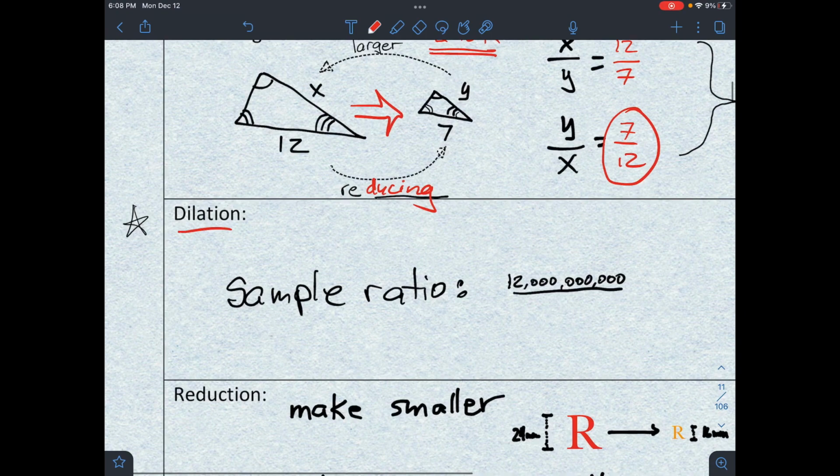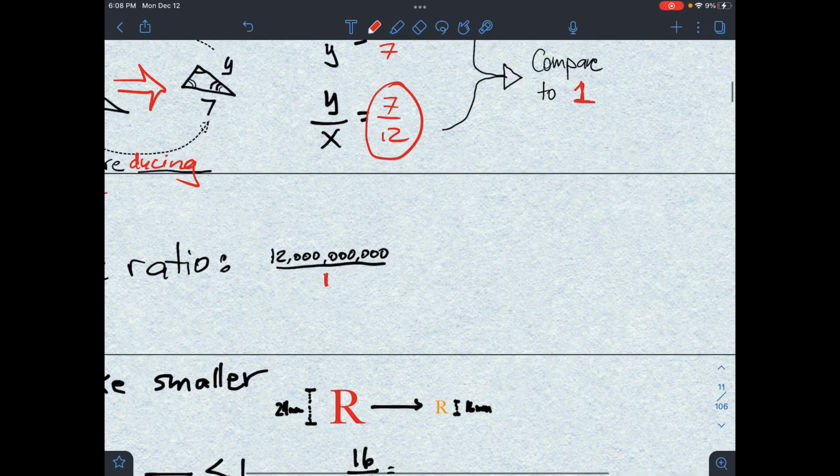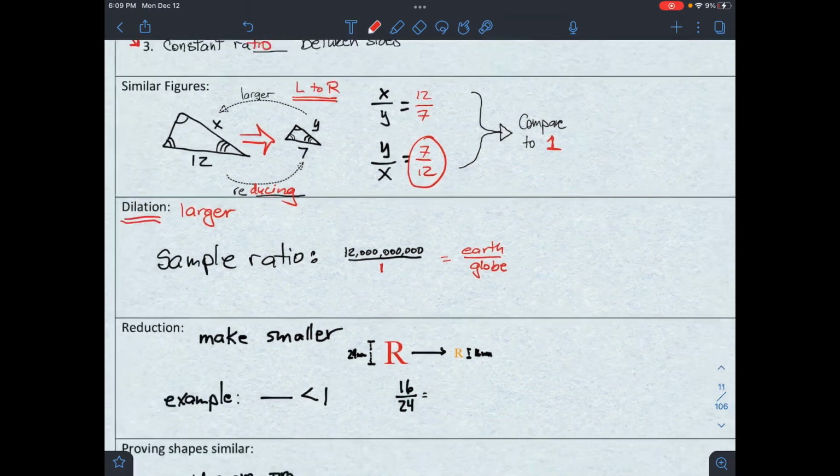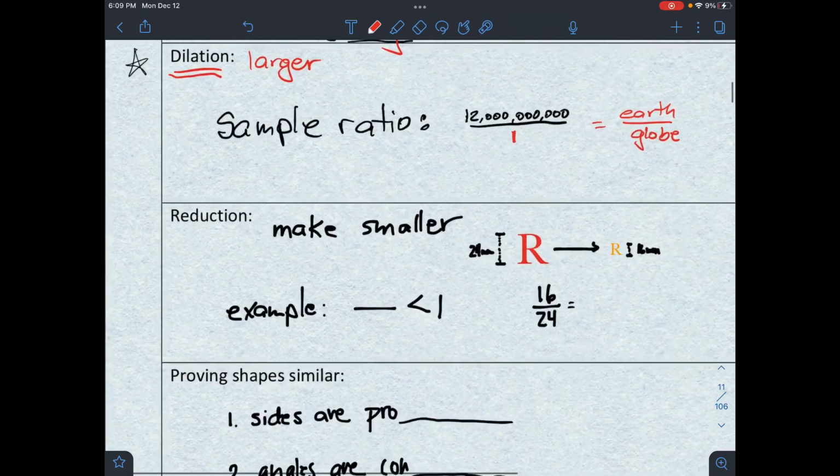All right? Fancy word for making it larger, dilation. All right, an example for a dilation might be something like this, 12 billion to 1. This would be, for example, Earth, and this might be a globe in your hands that you're holding on to and looking at, or spinning, might be in your room. There's one in my classroom here, okay? If we make it smaller, we call it a reduction.